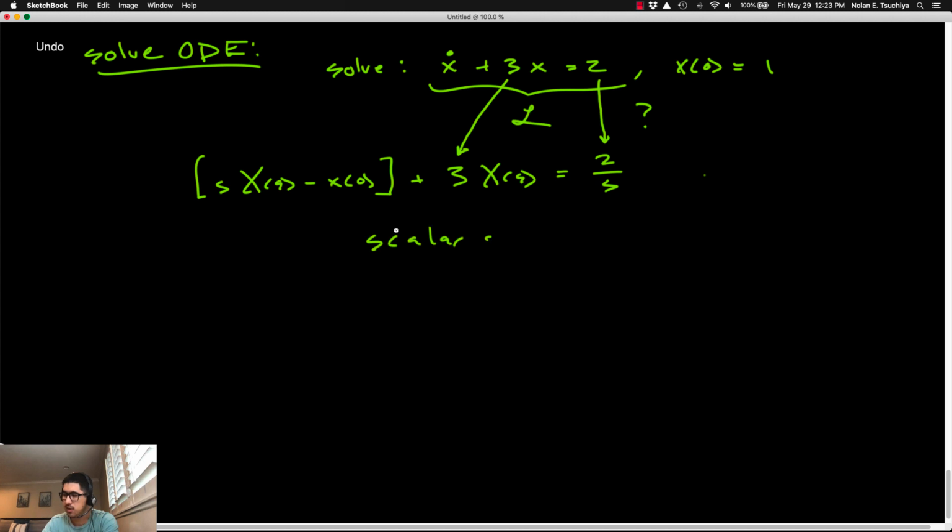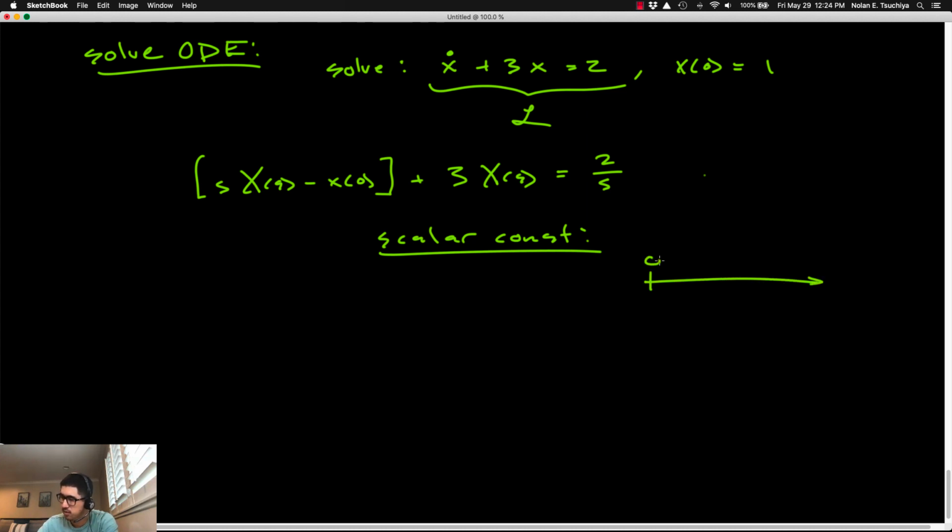A scalar constant is nothing more than a point on a number line, right? So you've got a number line 0, 1, 2, 3, and so forth. A scalar constant is just a point on a number line. And scalar constants can come down. The Laplace of a scalar constant is just that scalar constant. It can just come down.